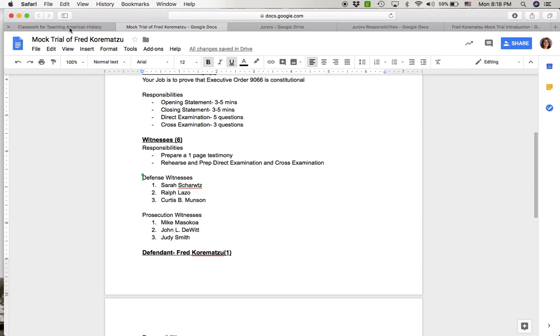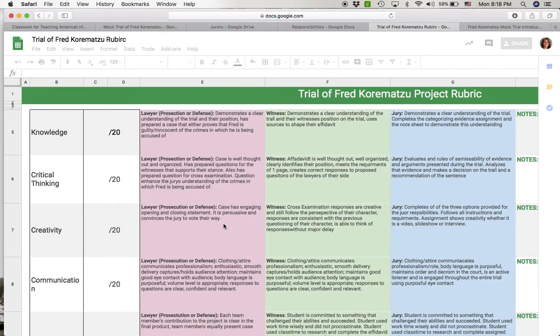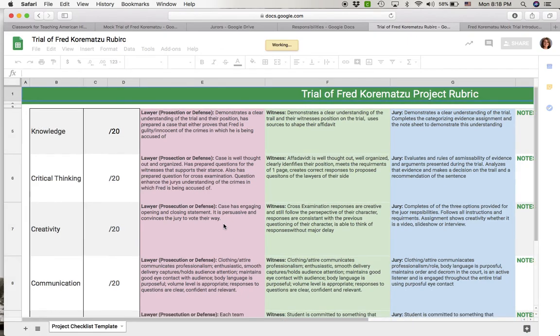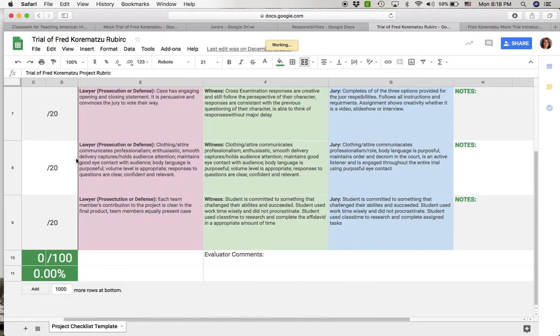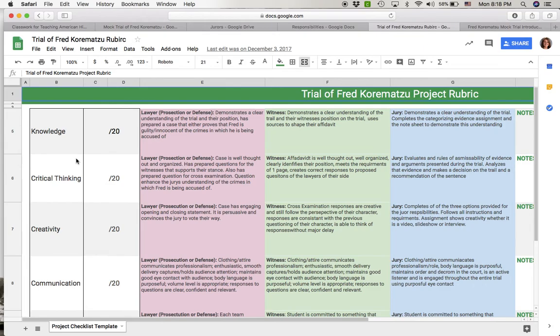If you want to see how you guys are being graded, of course there is a rubric, and you can look at that rubric on Google Classroom. Same 5 categories as per normal. You can see how the defense lawyers and prosecution lawyers will be graded, the witnesses, and the jury. And so if you want to take some time to look at that, you can. But I'm going to go ahead and let you guys get started working.